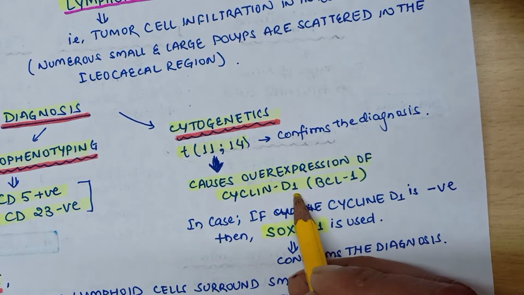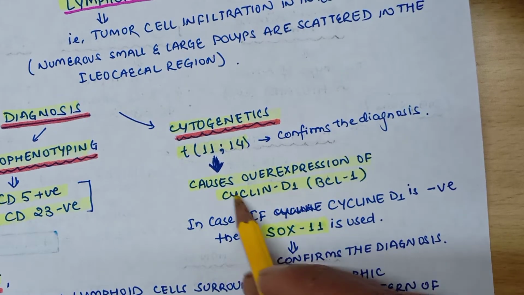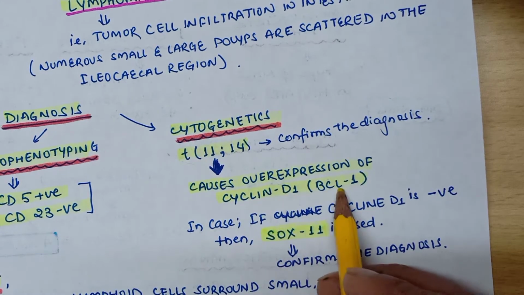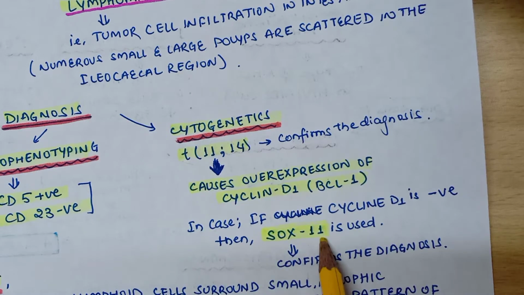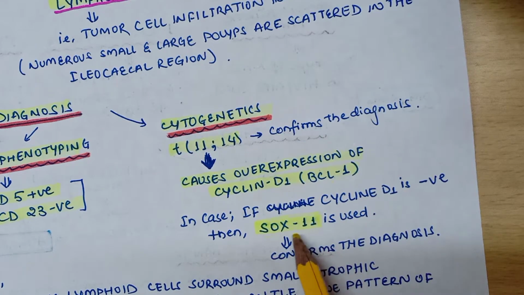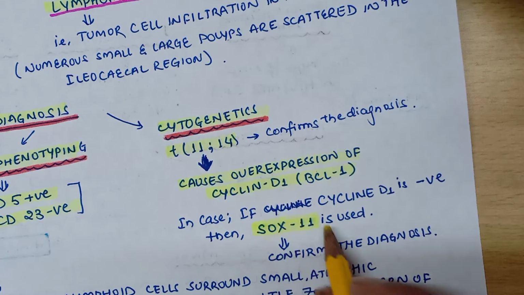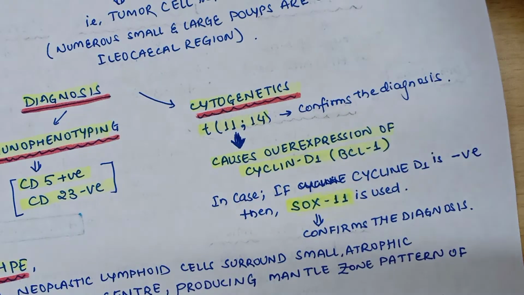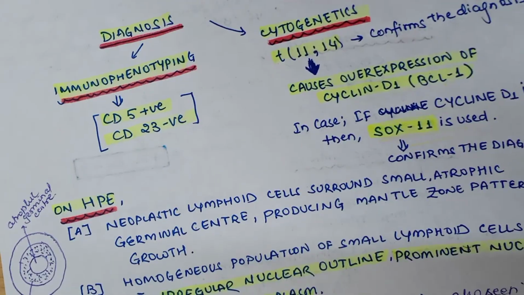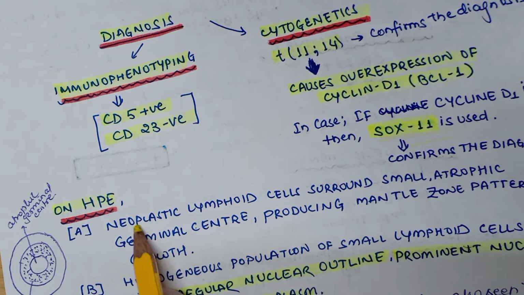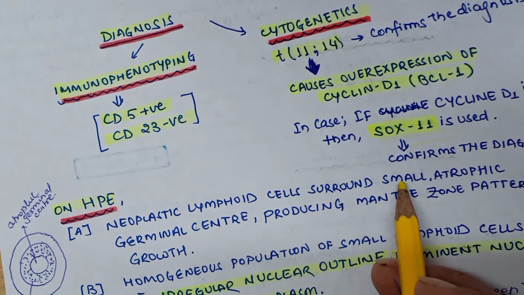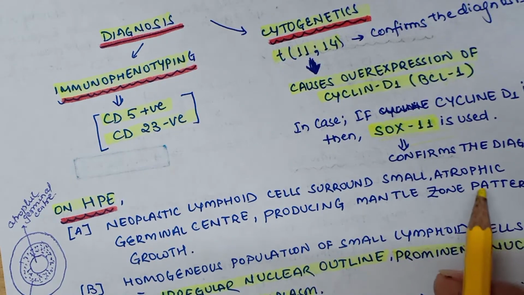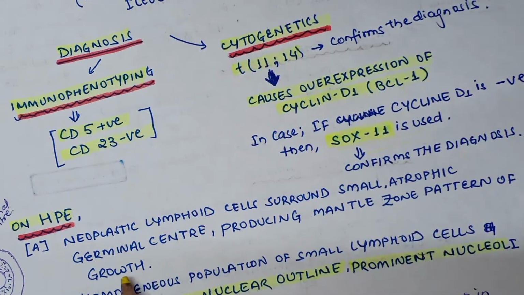What if cyclin D1 is negative? When cyclin D1 is negative, you do SOX11. SOX11 is used when cyclin D1 is negative, and this will confirm the diagnosis. On histopathological examination, you will see neoplastic lymphoid cells surrounding the small atrophic germinal center, which will produce a mantle zone pattern of growth.